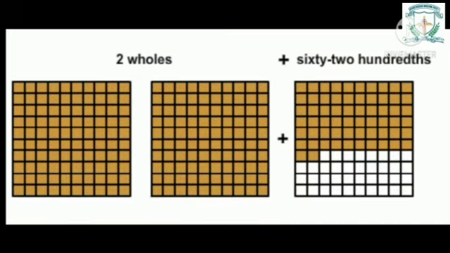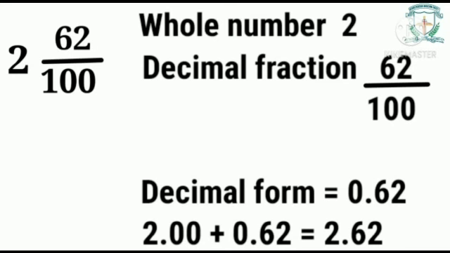2 wholes and 62 hundredths in mixed fraction is 2 62 by 100. 2 is a whole number, 62 by 100 is a decimal fraction. 62 by 100 in decimal form is 0.62. Now add 0.62 plus 2. 2.00 plus 0.62 is equal to 2.62.